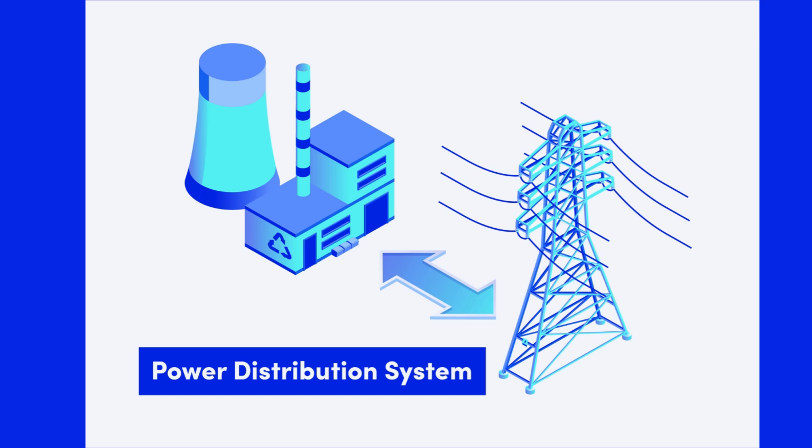Network systems. These systems have multiple sources of supply, which can provide redundancy and improve reliability. Network systems are more complex to design and operate, but they can provide a more reliable source of power.